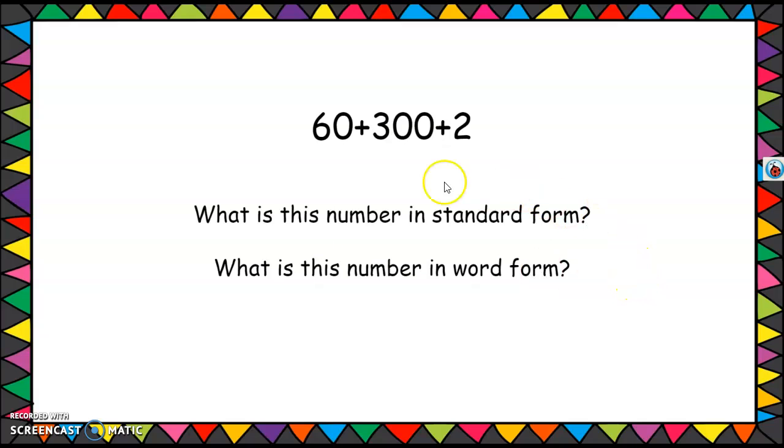This next example. What is this number in standard form and what is the number in word form? Well, look at this. Sometimes it's not written with the hundreds first. Do you notice that? You wouldn't say 600. You'd have to go look at, oh, there's a 300. This would be 362 if I add this number together. All right, so let's look at standard form and word form of this number.